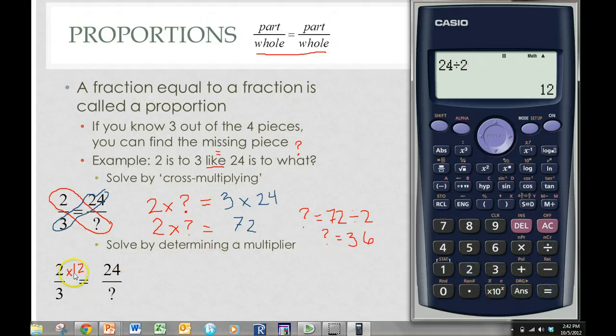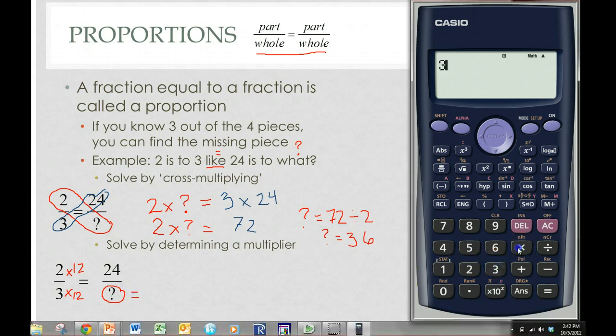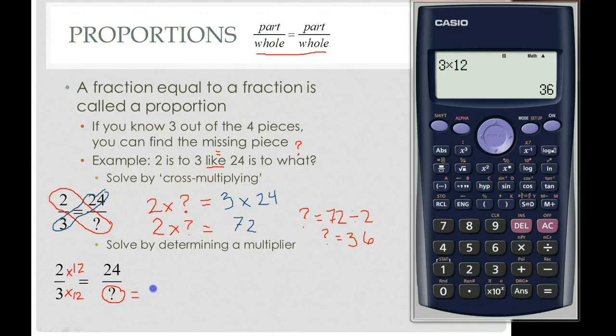So since 2 times 12 is 24, with fractions, as long as I multiply the top and the bottom by the same number, I don't change them. So if I multiply the top by 12, all I have to do is multiply the bottom by 12 to get my question mark. So my question mark is 3 times 12, which is 36. So this is a shortcut to work with proportions. Now, granted, many of them are not this simple, but being able to set up the proportion problem is a big step in the right direction to solving percent word problems.